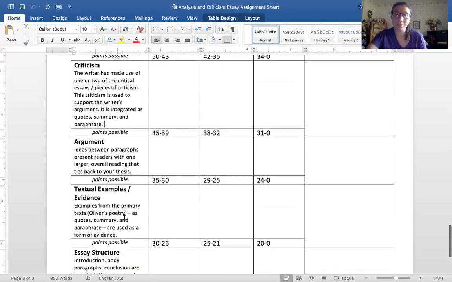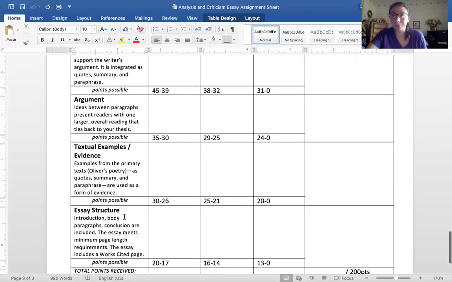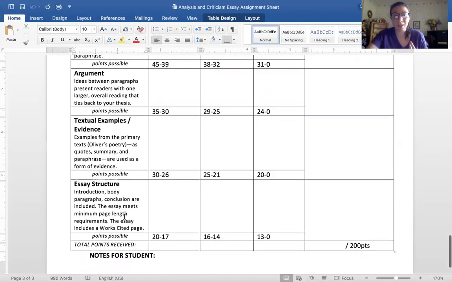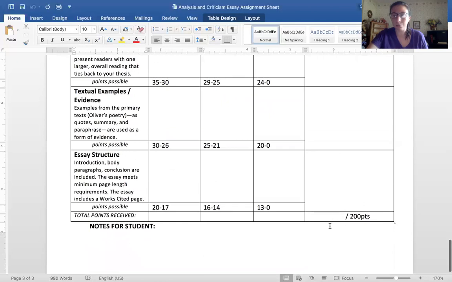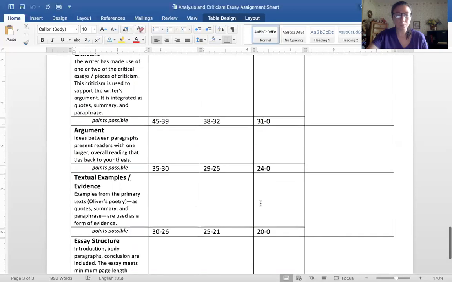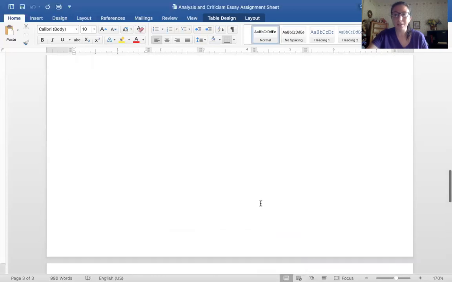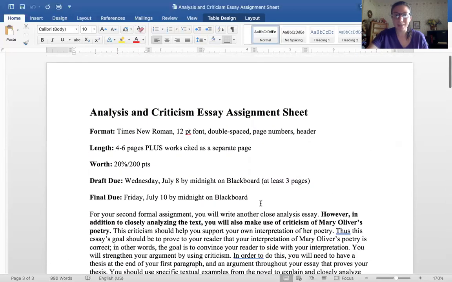Again, that you have an argument, that you have textual examples as evidence, and that you have some kind of essay structure. And again, there's 200 points, right? And here's any bigger notes that I might leave for you down below. Okay, so that is the assignment sheet for your second essay.